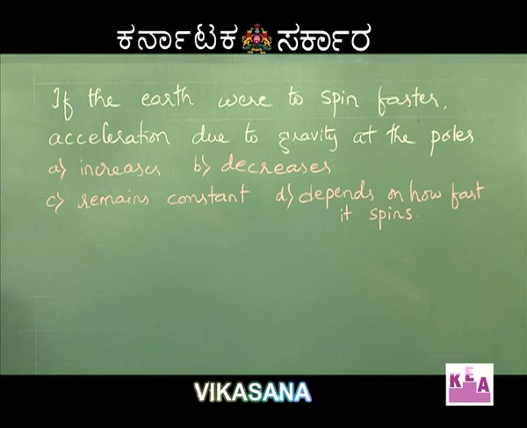Let's have a look at the next problem. If the earth were to spin faster, the acceleration due to gravity at the poles: options A increases, B decreases, C remains constant, and D depends on how fast it spins.